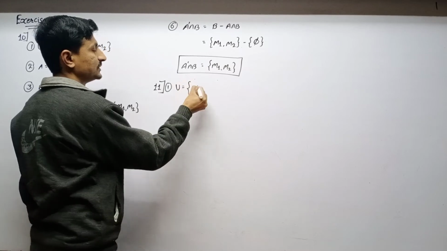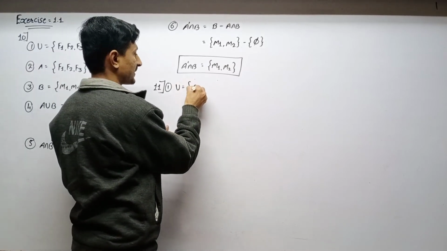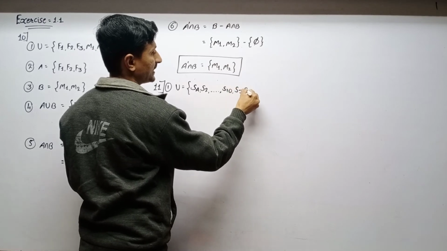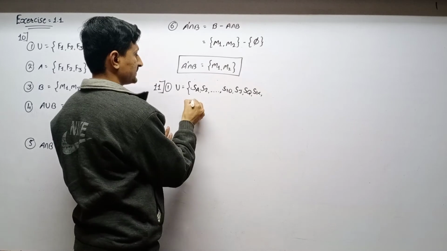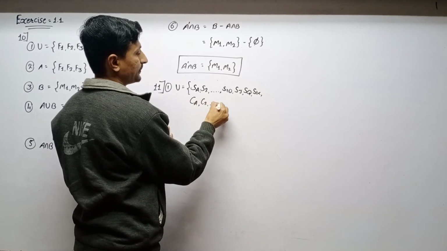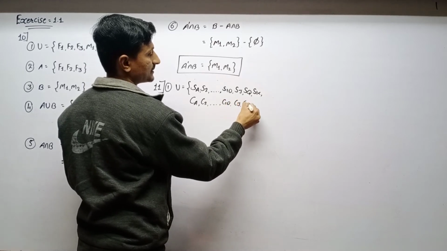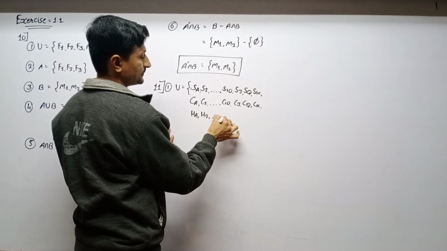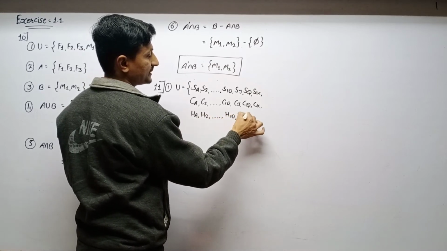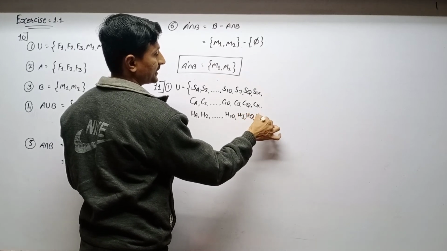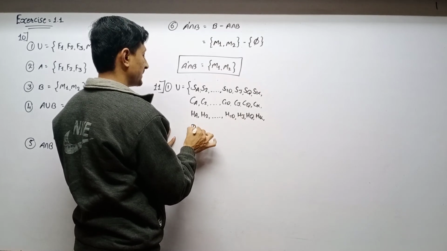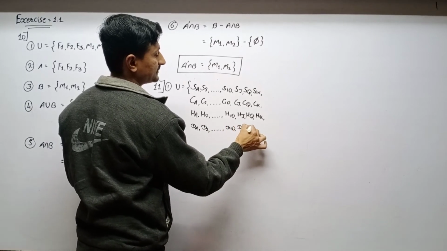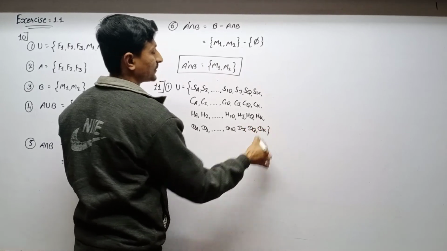So our universal set U means spade cards SA, S2, up to S10, SJ, SQ, SK. Club cards CA, C2, up to C10, CJ, CQ, CK. Heart cards HA, H2, up to H10, HJ, HQ, HK. And last, diamond DA, D2, up to D10, DJ, DQ, DK. Okay, 13 cards in each suit.